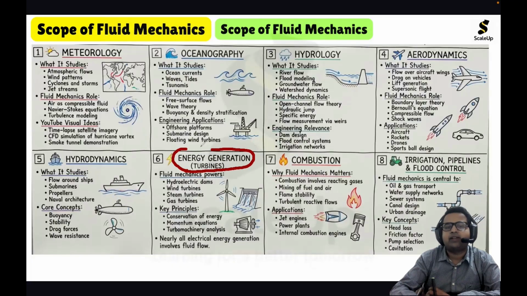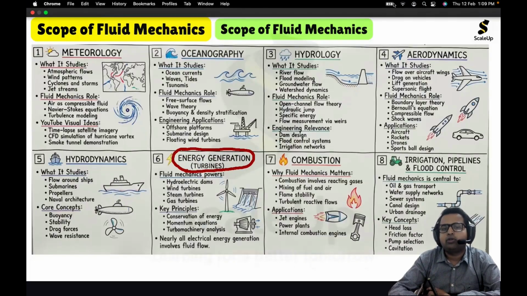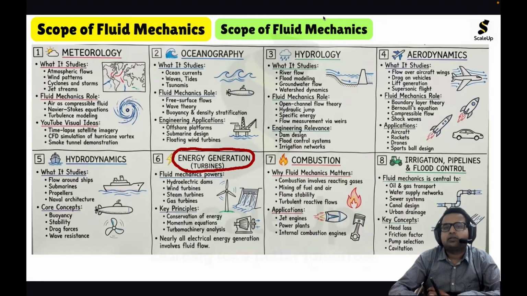Now, fluid mechanics also has scope in energy generation, especially turbines, because in power plants, in energy generation, the rotation of turbines plays a very important role. So fluid mechanics powers hydroelectric dams, wind turbines, steam turbines, gas turbines. Their fluid mechanics principles are involved, like conservation of energy, momentum equations, turbomachinery analysis. So nearly all electrical energy generation involves fluid flow.